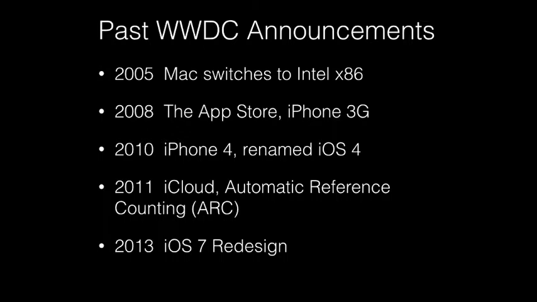2008 was the announcement of the App Store. The iPhone launched in 2007, but it didn't have an App Store until 2008. Also, the iPhone 3G was announced. That was the second iPhone, even though it has 3 in its name. In 2010, there was the iPhone 4. iOS got its name. Before that, it was iPhone OS. 2011, iCloud and automatic reference counting, and I'll be talking about automatic reference counting later in the talk. And then, of course, there was the iOS 7 redesign in 2013, when iOS got more of the flat look that we know today.